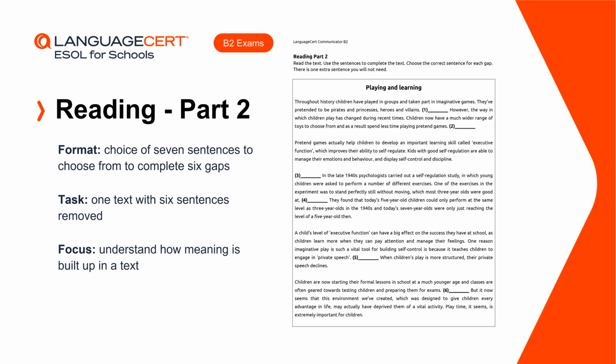Part 2 presents test takers with a choice of 7 sentences to choose from to complete 6 gaps in a text. Please note that one sentence has been provided as a distractor and will not be used. This part assesses the test taker's ability to understand how meaning is built up in a text.